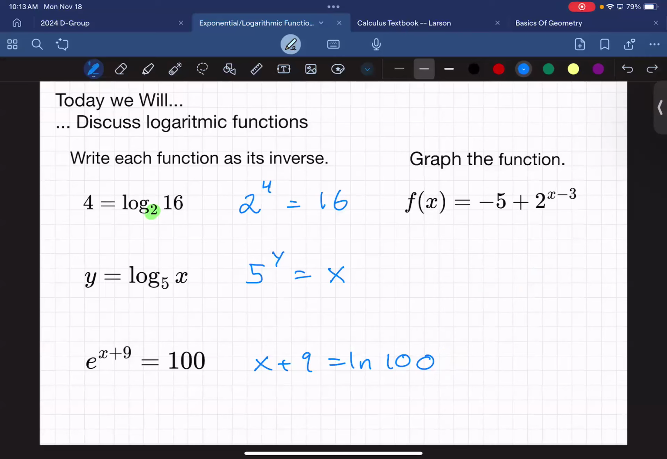Now, the reason we like that one though is, hey, I can just subtract 9 from both sides and I got a solution. Not much I could do with it because natural log of 100 is going to be an irrational value. Okay. So we're going to find here, sometimes you're just going to have to leave it as it is. Okay. Any questions here?